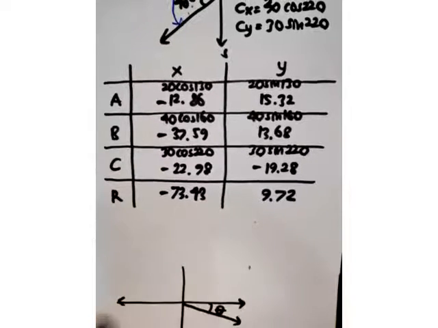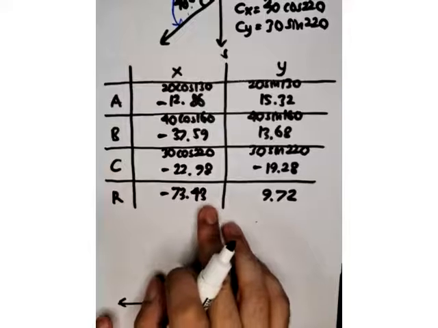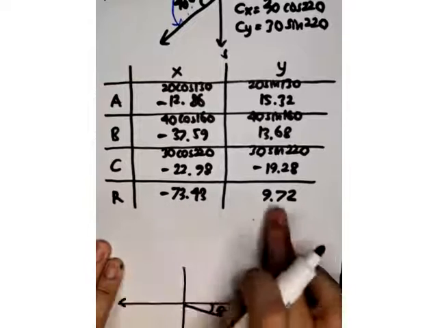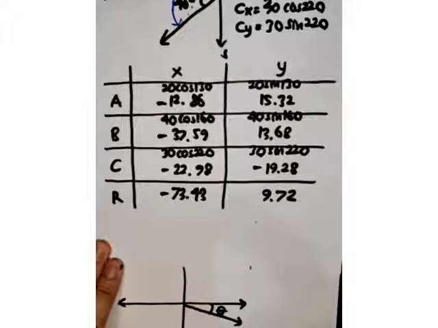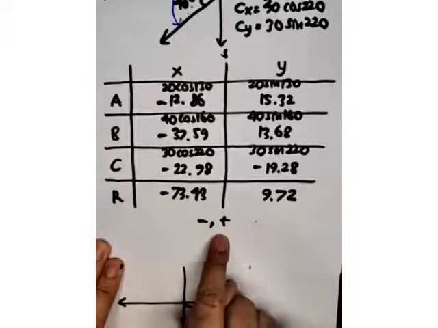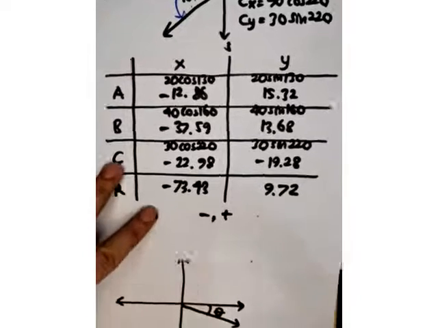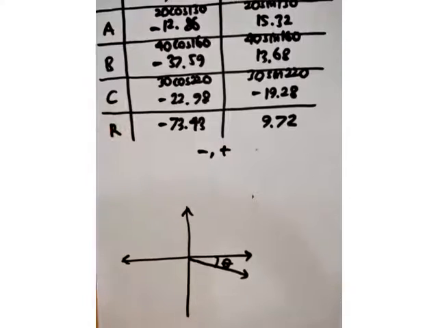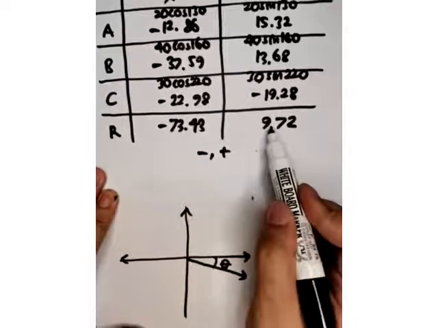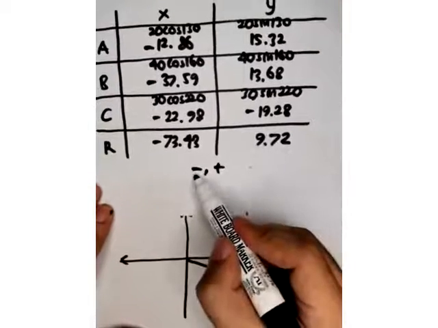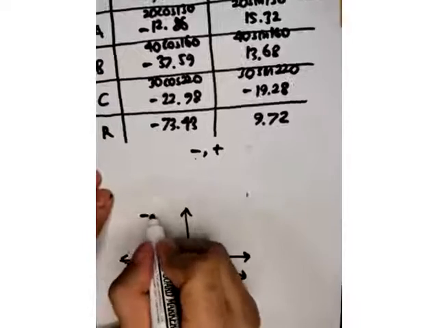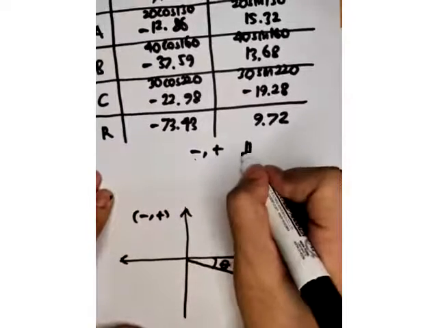So ito yung components ng resultant. Okay? So negative 73, positive 9. Anong quadrant yung resultant? Anong quadrant yung negative, positive? Negative yung x, positive yung y. Anong quadrant yon, kung titignan natin siya sa x and y plane? Kasi xy to. X is negative, y is positive. So, ibig sabihin, nandito siya sa negative, positive na nasa second quadrant.